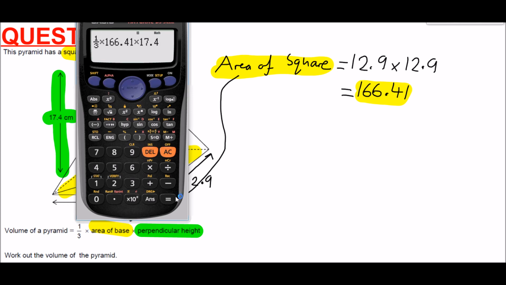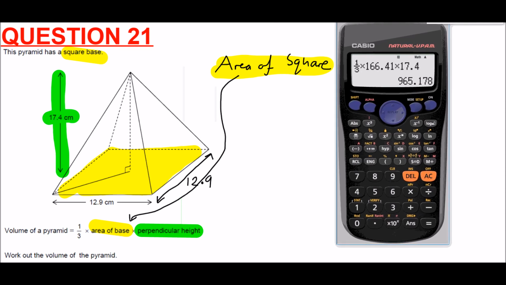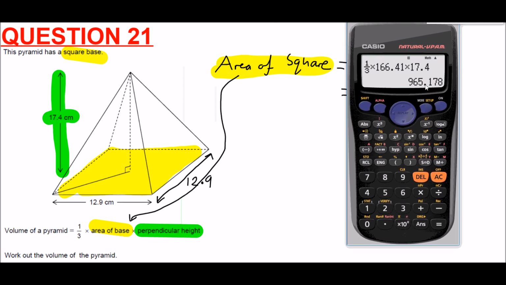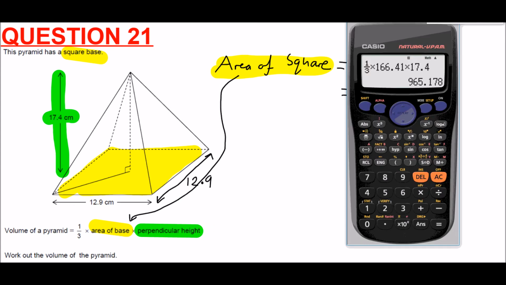So then we just press equals, then convert to a decimal form, and we've got here the volume is 965.178. Now, if you wanted to, you could round that off to something reasonable, like the nearest whole number, 965, or to one decimal place, 965.2. If you're really not sure, and the question doesn't tell you what to round it to, feel free to just write down the whole answer.